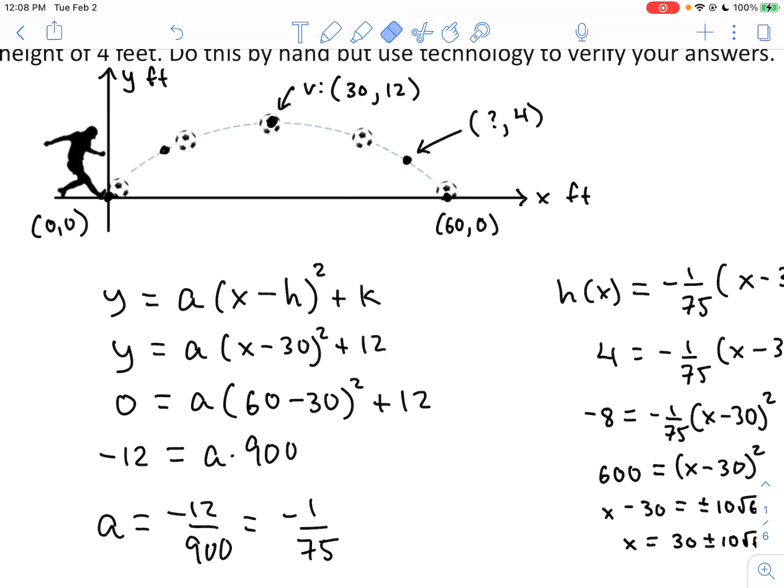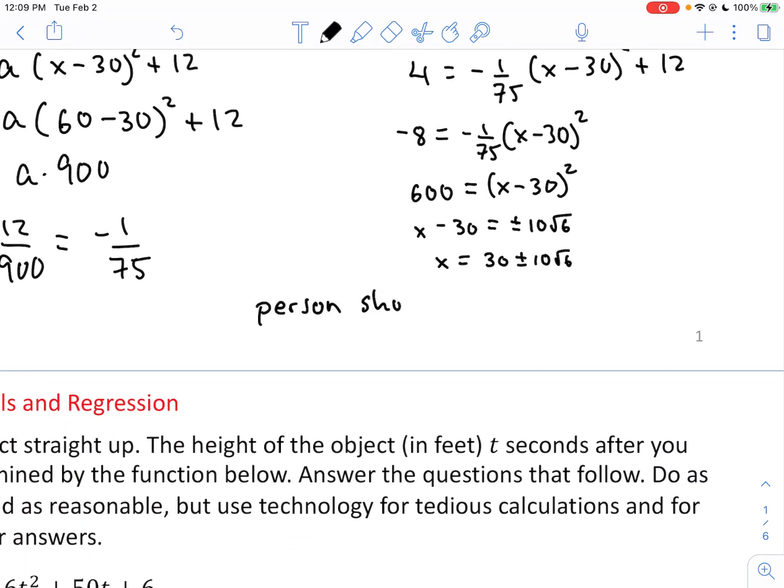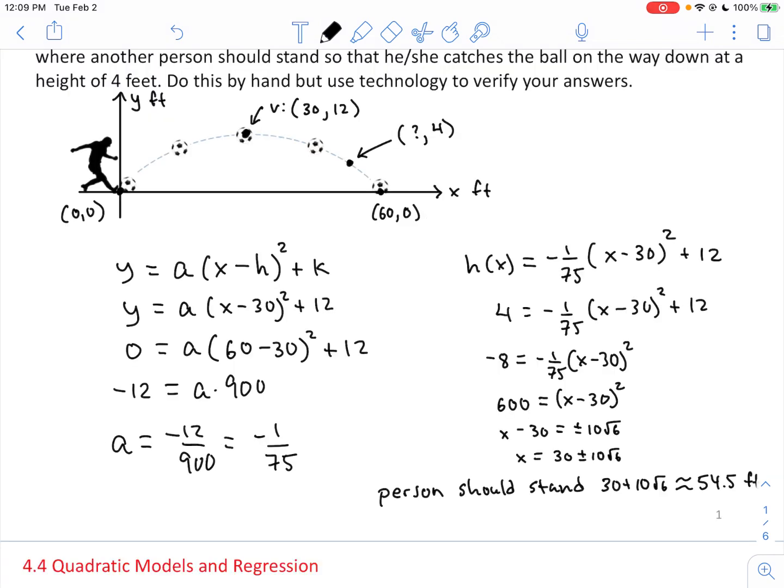However, we only want the one on the way down. We want the 30 plus 10 rad 6 is where the person should stand. The person should stand 30 plus 10 rad 6, which is about 54.5 feet away from the kicker.